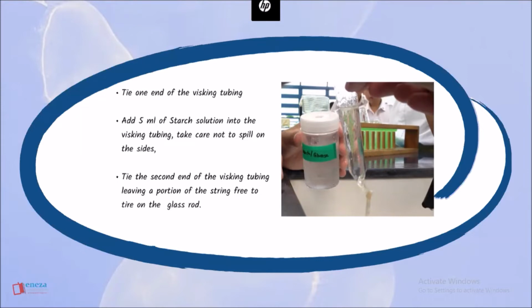After adding the 5 ml starch solution into the whisking tubing, you will be required to tie the second end of the whisking tubing, leaving a portion of the string free to tie on the glass rod. So when you are tying the last end, you will be required to leave a portion of the string which will be used to tie onto the glass rod.